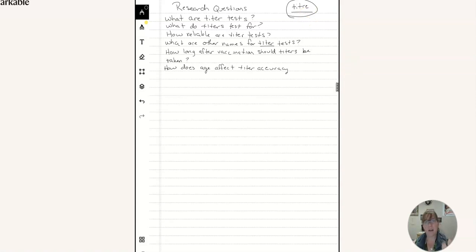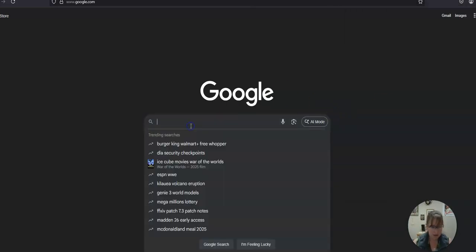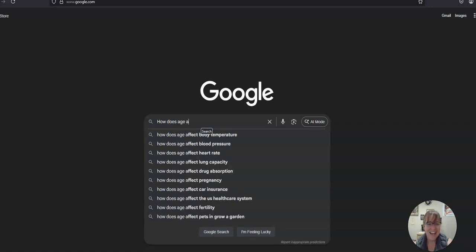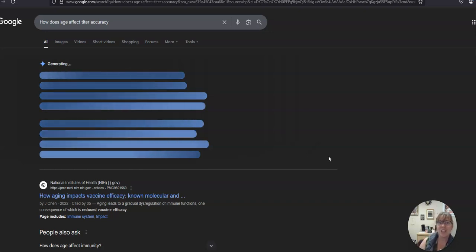So what I'm going to do now that I have these questions is I'm going to take one of them and I'm going to put it in its fullest form into my search engine. So I'm going to say, how does age affect titer accuracy? Now notice that this is coming up with dogs and cats. So a lot of the information is geared toward veterinary stuff. So I need to be aware of that because I'm not looking for it in animals. I'm looking for it in humans.